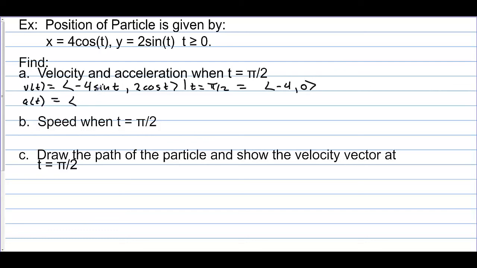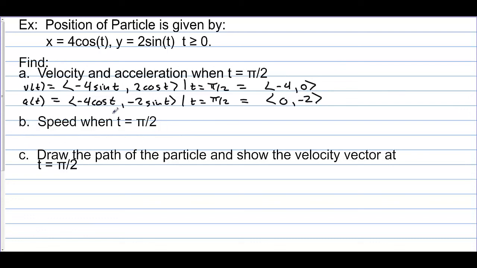Then we have the acceleration vector, which is negative 4 cosine of t, and negative 2 sine of t. And we'll evaluate that when t is equal to pi over 2, and that's equal to, cosine of pi over 2 is 0, so we have 0, comma. The sine of pi over 2 is 1, so we have negative 2. So there's the acceleration vector.